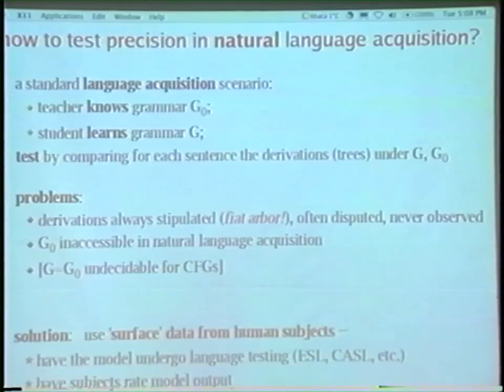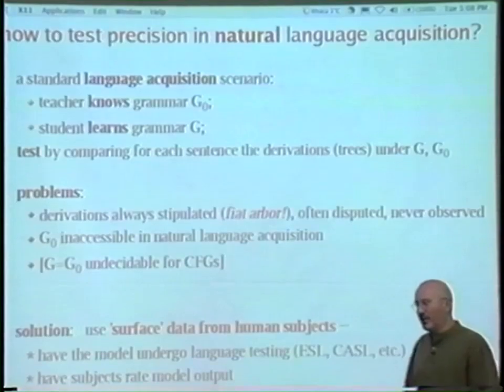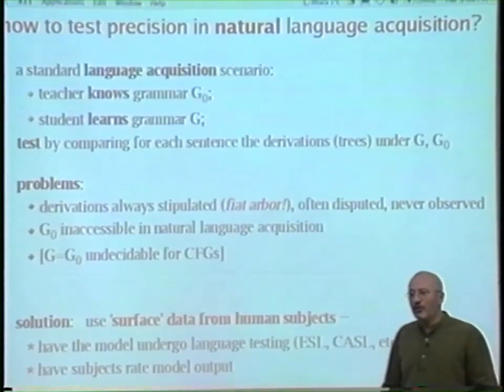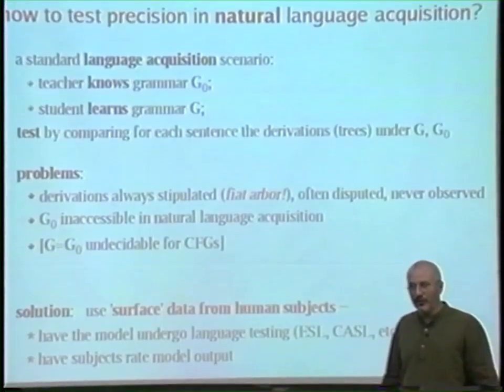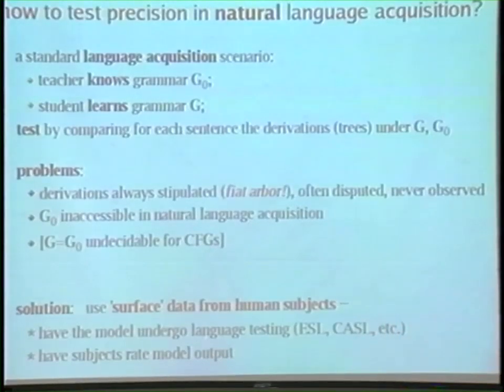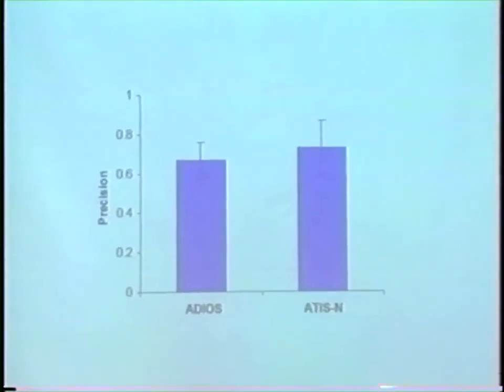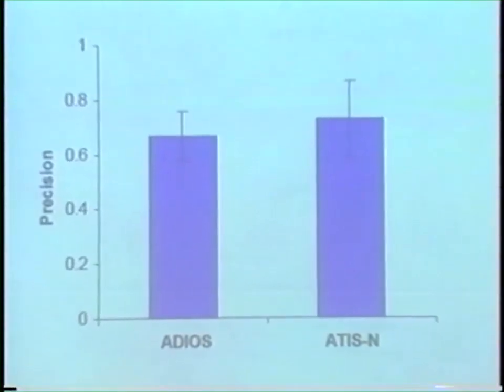So what we propose to do, as a temporary stopgap measure, we don't say that we are happy about that, because obviously language is about the structure of those strings, not just about the sequence. But for now, we don't see a better resort than to use surface data from human subjects. So for example, we have the model, as we'll see in a sec, undergo language testing, and we also have subjects rate the output of the model. Taking sentences from the ATIS natural language corpus, giving them to subjects and asking them to rate the acceptability, we get about 70%.